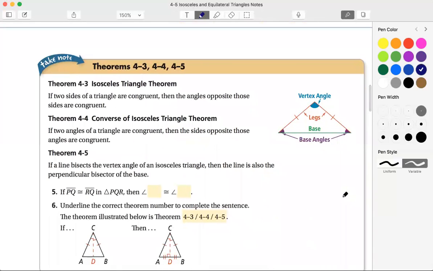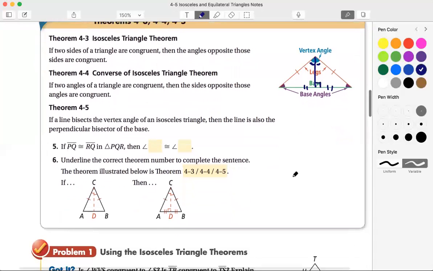All right, so the isosceles triangle theorem. If 2 sides of a triangle are congruent, then the angles opposite those sides are also congruent. So if I know I have 2 sides congruent, then the base angles must be congruent. If 2 angles of a triangle are congruent, then the sides opposite must be too. So going backwards must also be true. The converse is true. And theorem 4.5: if a line bisects the vertex angle of an isosceles triangle, then the line is also the perpendicular bisector. So if we have a line that bisects this angle, creating 2 congruent angles, we know it's the perpendicular bisector.